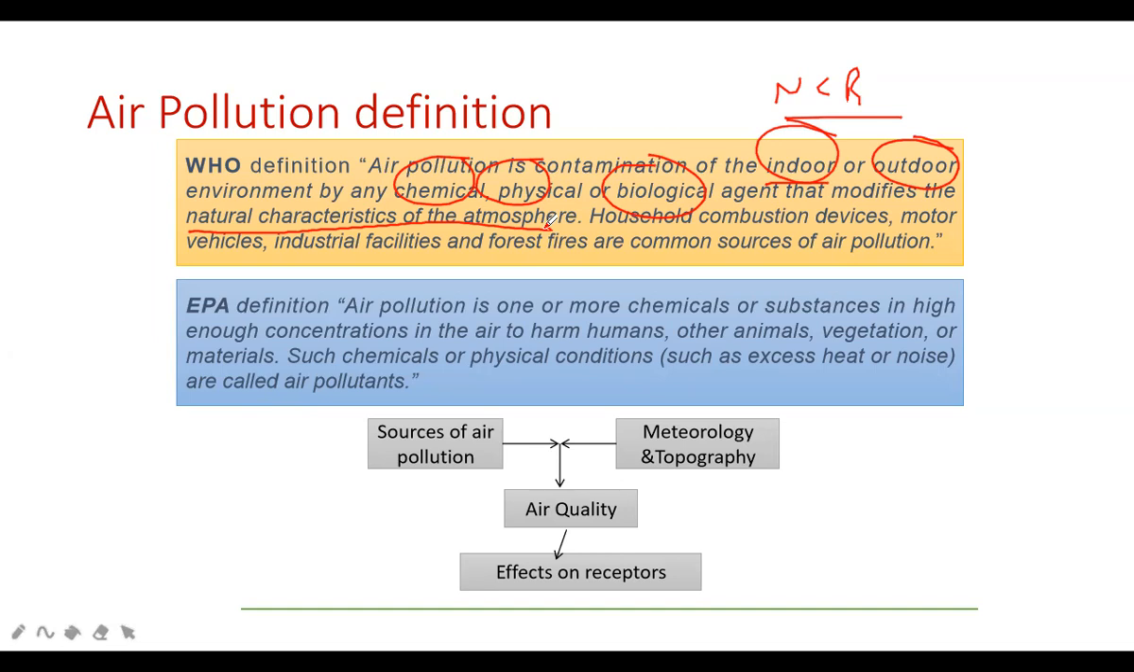Household combustion devices, motor vehicles, and industry facilities are the common sources of air pollution. I am talking about household combustion devices. Generally in India, 70% of the population lives in rural areas, and of that 70%, you know well, 90% use open burning, open chulas.